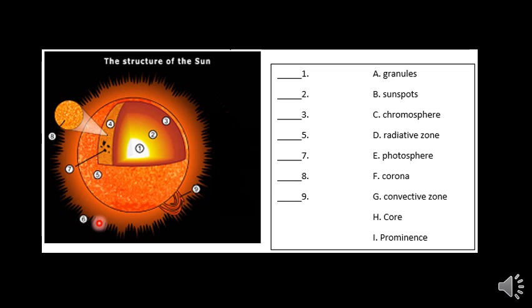Over 1 million degrees, or I should say the hottest layer of the atmosphere of the sun. The hottest layer of the sun is the core. That's where nuclear fusion occurs. But the hottest layer of the atmosphere would be the corona.